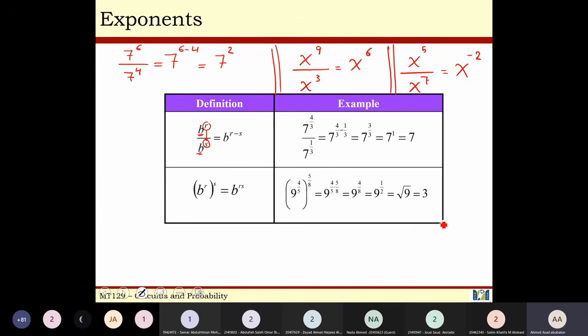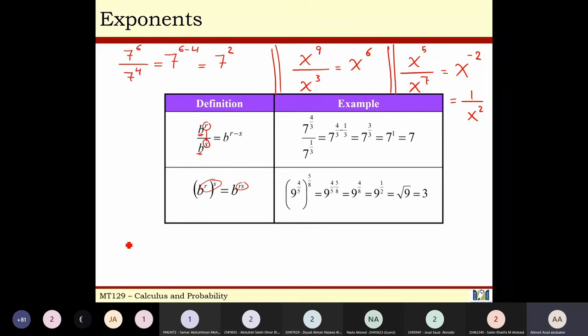We can convert the exponent to positive by moving the terms from numerator to denominator to change the sign of the exponent. Now, if we have exponent for exponent, أس للأس, so multiply the exponents together.